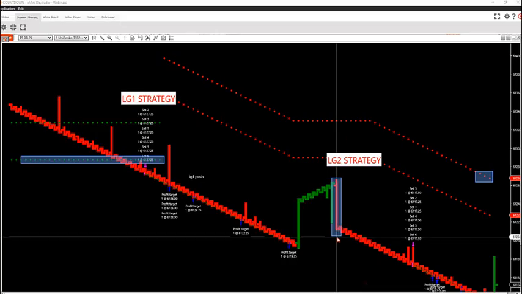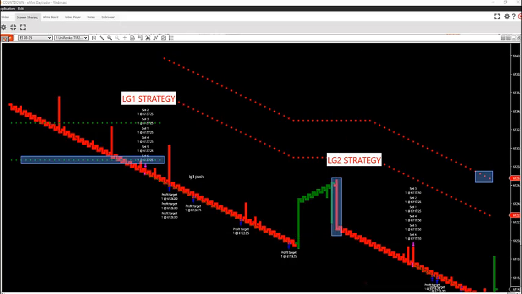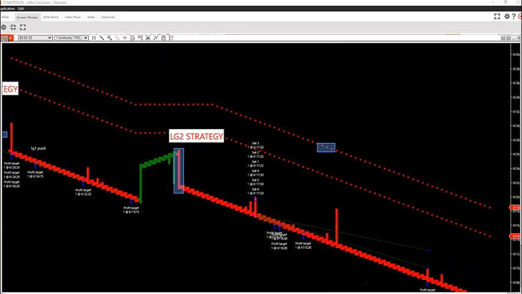V-top comes in. Turn on the strategy. It's a matter of clicking a button on or clicking a button off. One button on, one button off. All right, we're still running. Still got a runner in here.